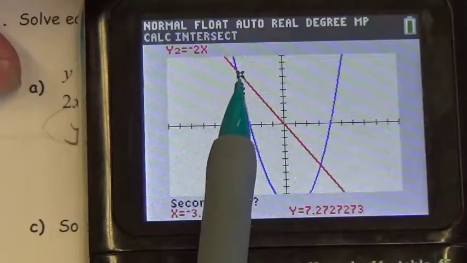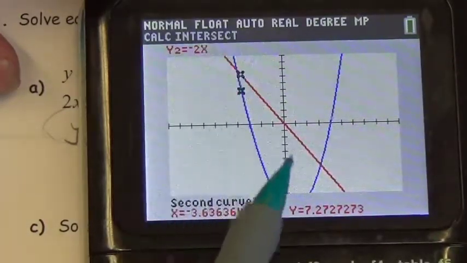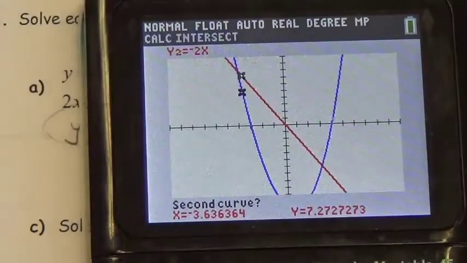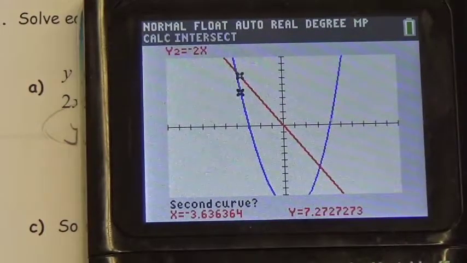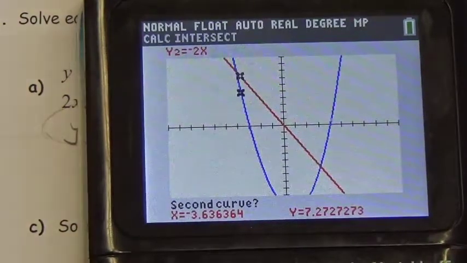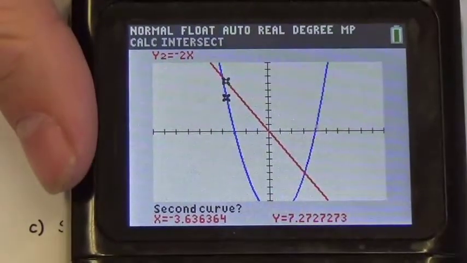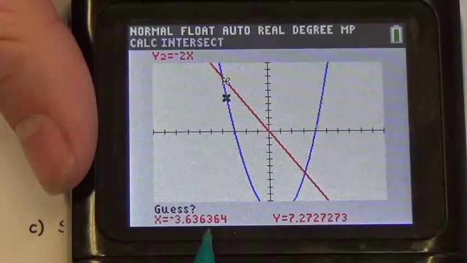It immediately jumps me straight up or down, whatever the case may be, to the second curve that was entered in. It's asking, is this the second curve? The reason it's doing that is because you can have graphed up to 10 different functions here, and it simply needs to know. In fact, you can even have more than that if you use the statistical features. It just needs to know what it is that you're referring to. So yes, that's the second curve.